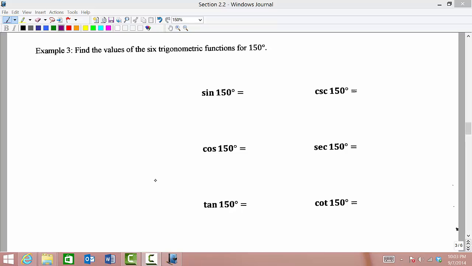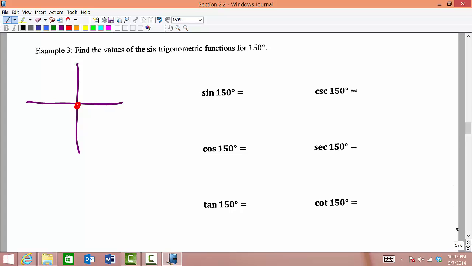Alright, here we're going to do another one, but we're going to kind of streamline the process a little bit. One of the things that we know is that the reference angle for 150 degrees will tell us all of the numeric values of all of our trig functions. So let's find the reference angle first for 150 degrees.